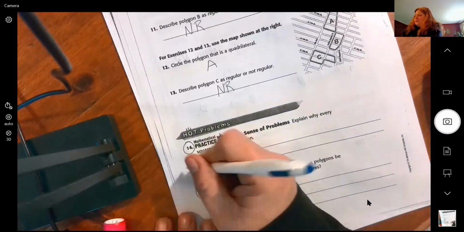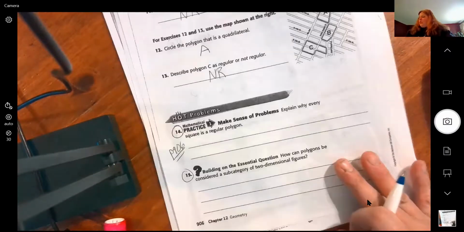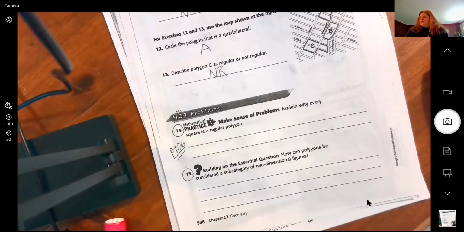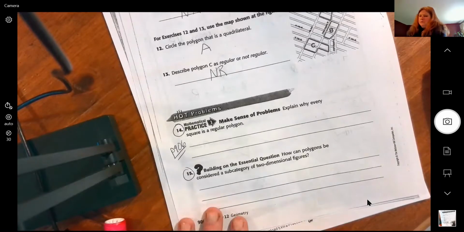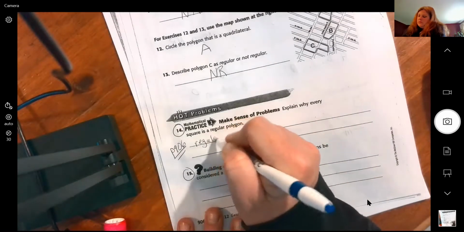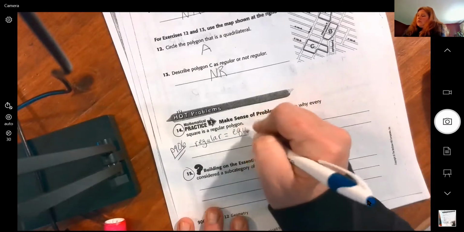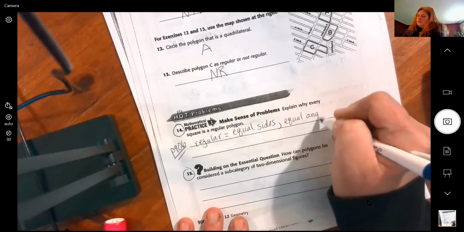All right, so please open to page 906. You don't have any warm-ups because it was all for one day. Your warm-up should have been completed earlier. But I did ask you to make sure you have these 2 questions done when we did our last lesson video. So explain why every square is a regular polygon. So first off, what is the definition of a regular shape? Equal sides and equal angles.